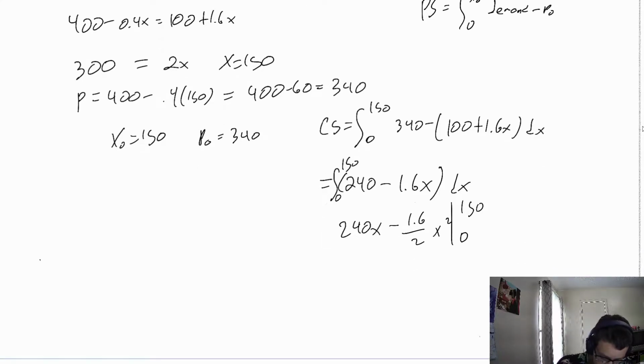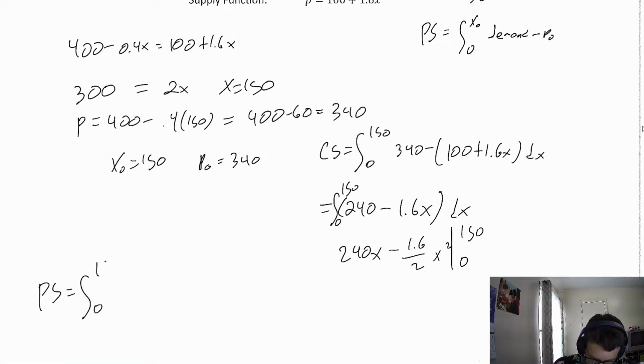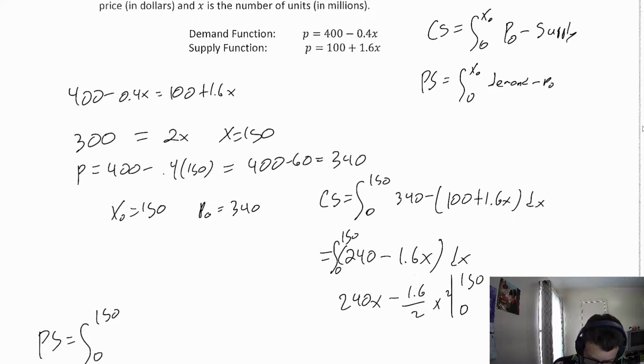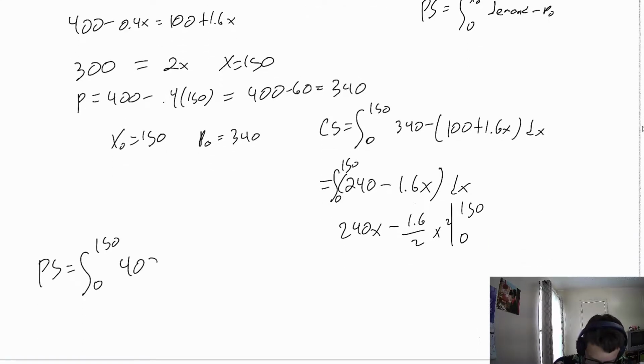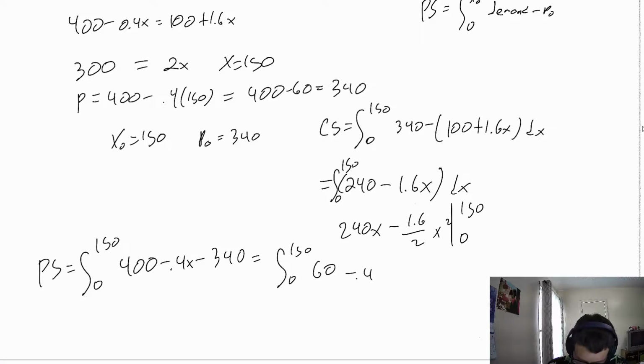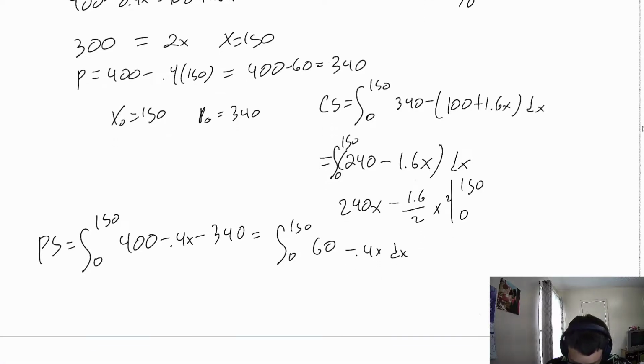To find our producer surplus is the integral from 0 to 150 of our demand function, 400 minus 0.4x, minus our P naught of 340. So this is the integral from 0 to 150 of 60 minus 0.4x dx. If we take the integral, we'll get 60x minus 0.4 over 2 x squared, evaluated from 0 to 150. And again, now we just plug into a calculator. I'll leave that to you.